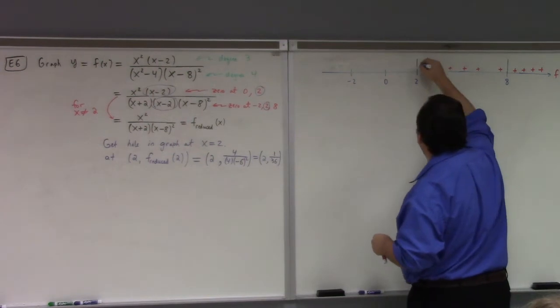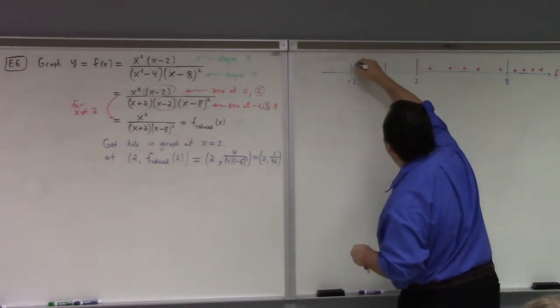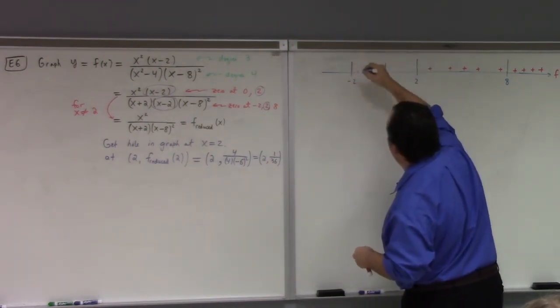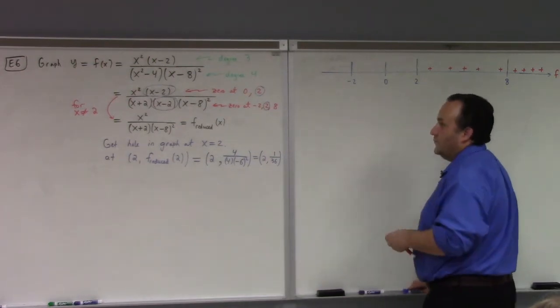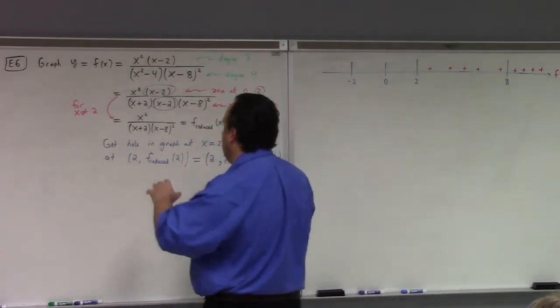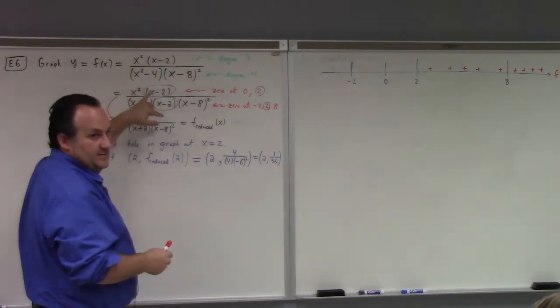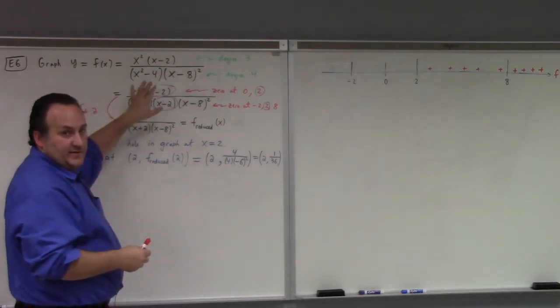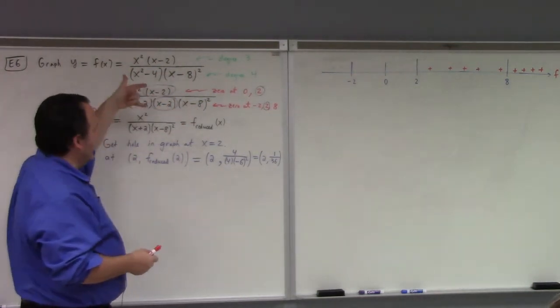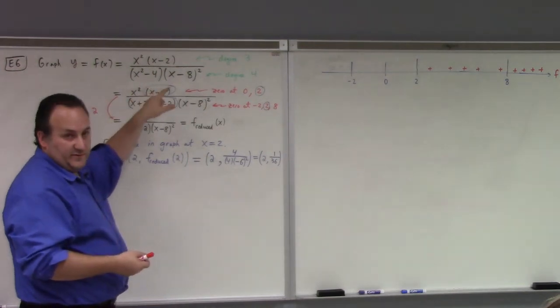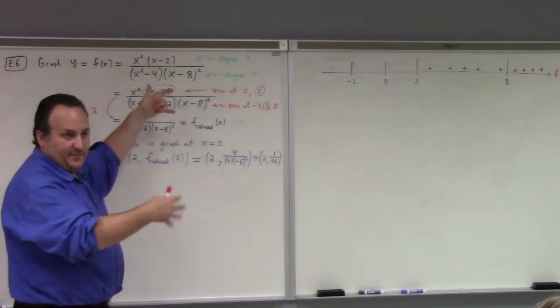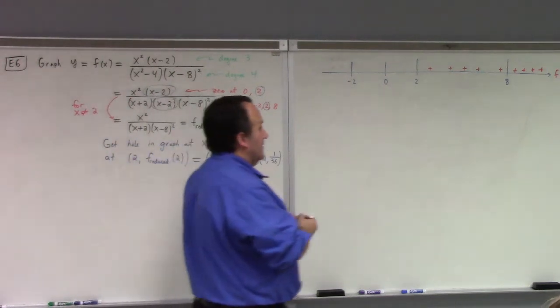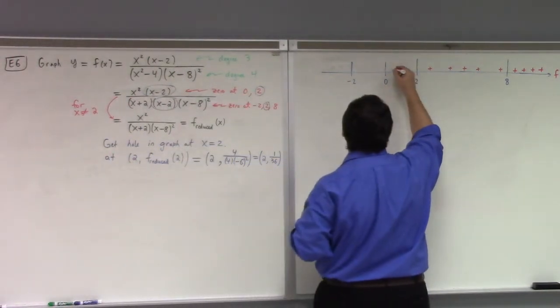How about at 2? What's the deal with 2? Well, 2 is coming from x minus 2, right? Again, there are 2 of them. There's 1 in the numerator, 1 in the denominator, so there's a total of 2. And so that means that we don't flip sign again. So we stay plus there.